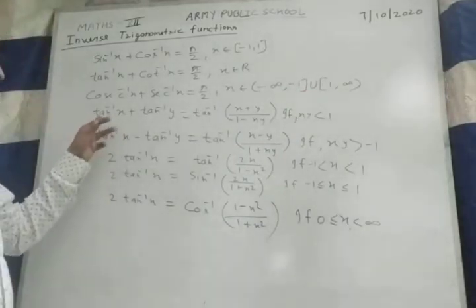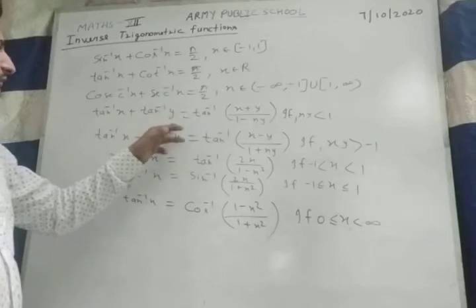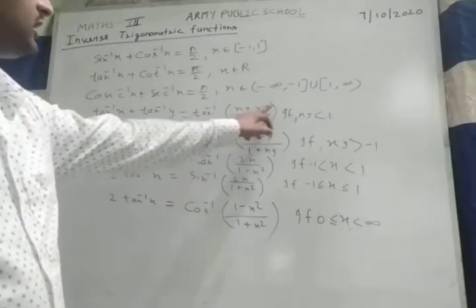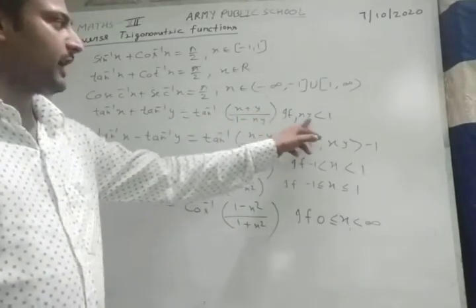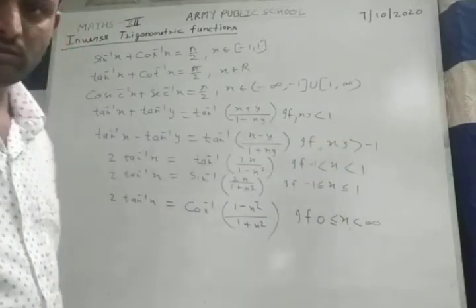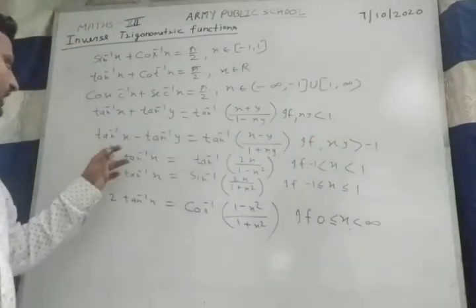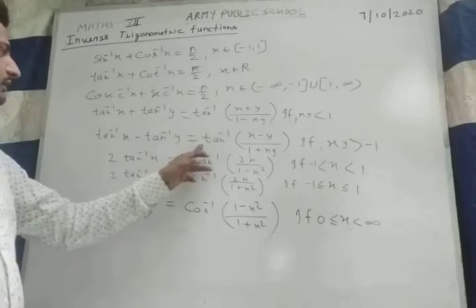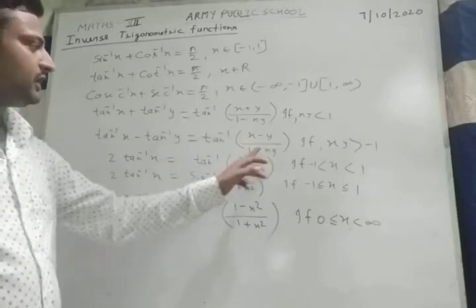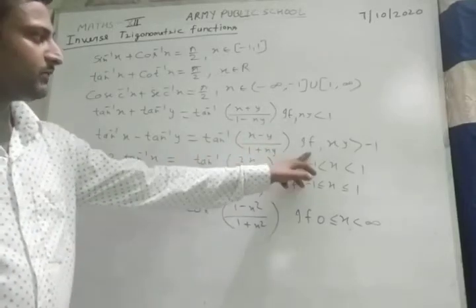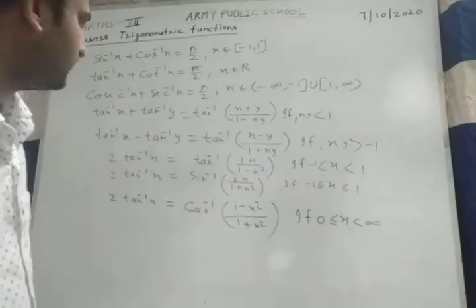Again, tan inverse x plus tan inverse y is equal to tan inverse of (x plus y) upon (1 minus xy) if xy is less than 1. Okay. Next, tan inverse x minus tan inverse y is equal to tan inverse of (x minus y) upon (1 plus xy) if xy is greater than minus 1.